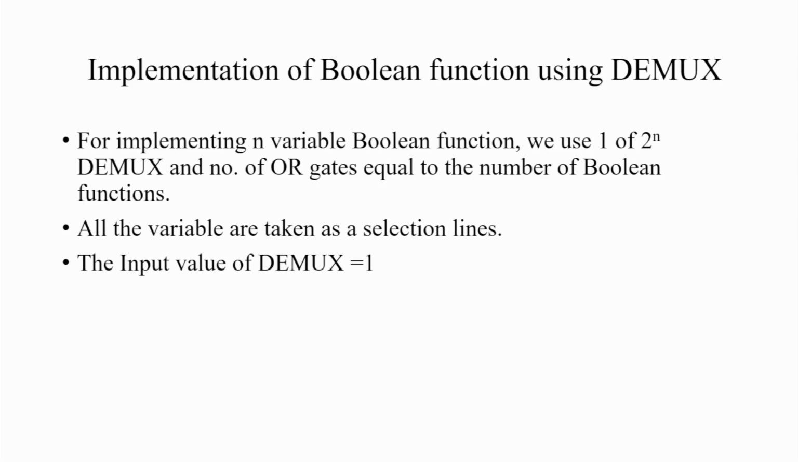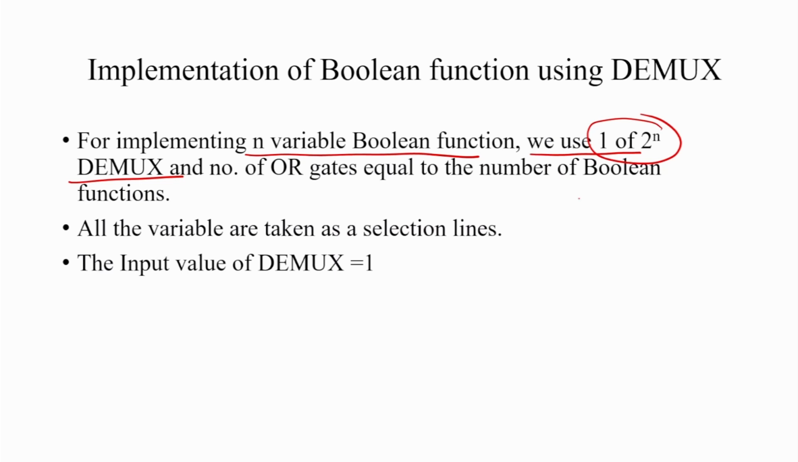When implementing an n variable Boolean function through a demultiplexer, we use a 1 of 2 to the power n demux. For implementing an n variable Boolean function, what is the size of demultiplexer required? Simply we take a 1 of 2 to the power n demultiplexer.